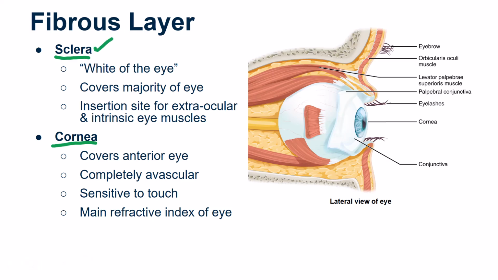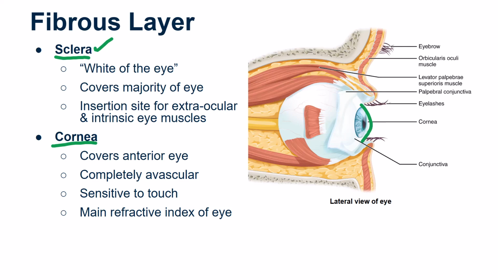The sclera, colloquially, is known as the white of the eye, and it surrounds all parts of the eye with the exception of the anterior part, which is the cornea. The sclera is important because it's an insertion site for extraocular muscles, as well as some of the intrinsic eye muscles, which we'll discuss as part of the uvea.